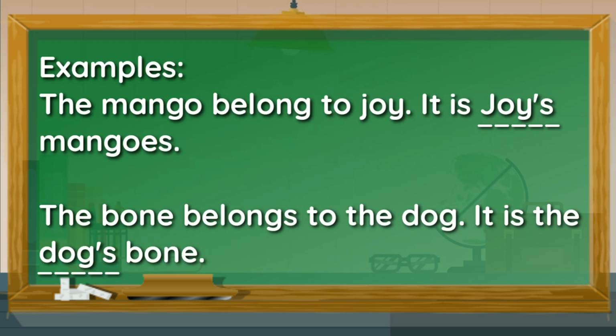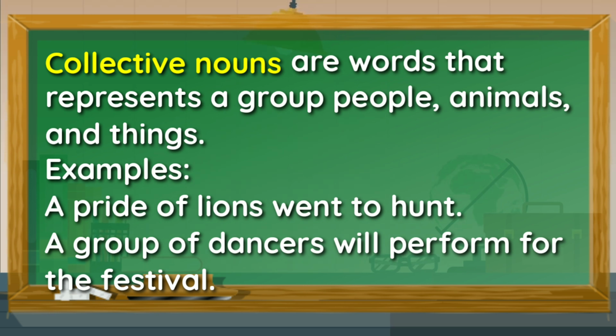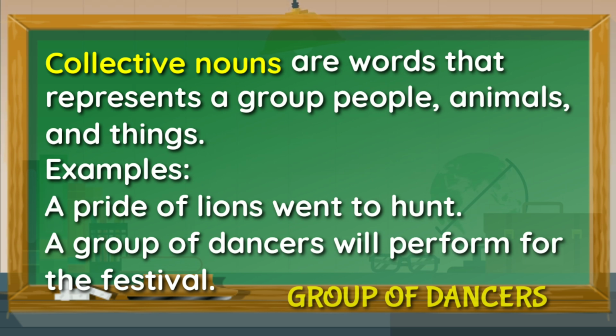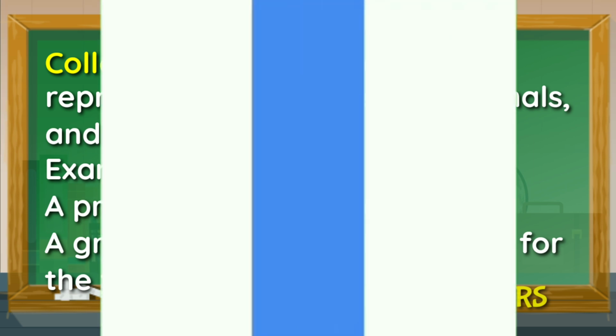Examples: the mango belonged to Joy. It is Joy's mangoes. The bone belongs to the dog. It is the dog's bone. Collective nouns are words that represent a group of people, animals, and things. Examples: a pride of lions went to hunt. A group of dancers will perform for the festival.